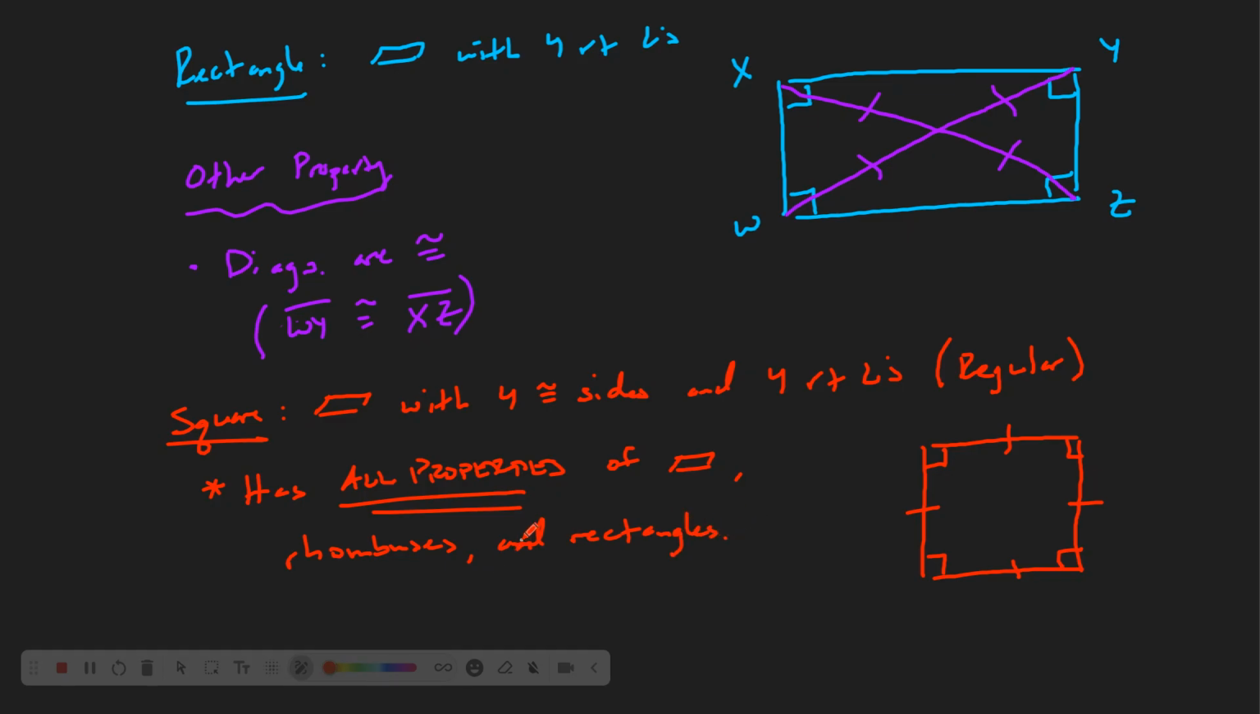Again, the most perfect parallelogram. We do focus more on rhombuses and rectangles, the squares not so much, but we are going to learn how to construct a square. So that'll be the last thing in these notes. So let us talk about that.